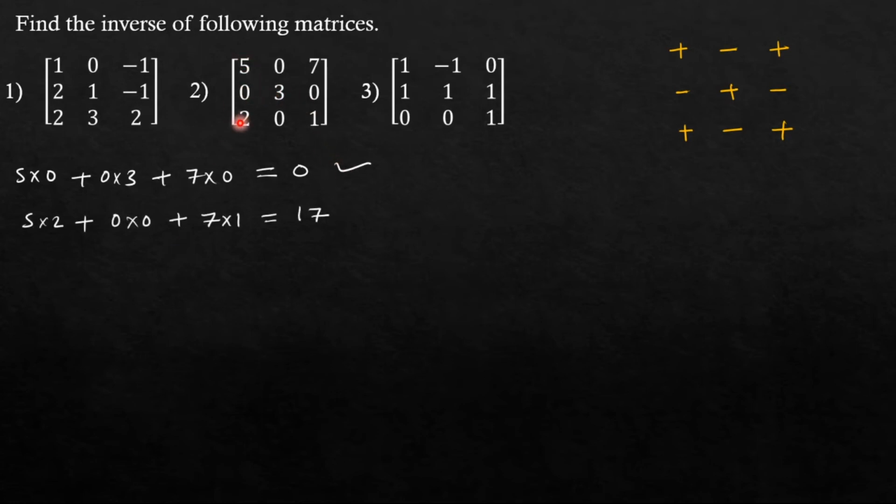Now consider first and third, that is 5 into 2, 0 into 0, 7 into 1. So 5 into 2, 10, plus 7 into 1, 7, 17. So it does not satisfy the orthogonality. Hence this matrix is not orthogonal. Okay. So we have to follow general procedure. So next step is to find the determinant.